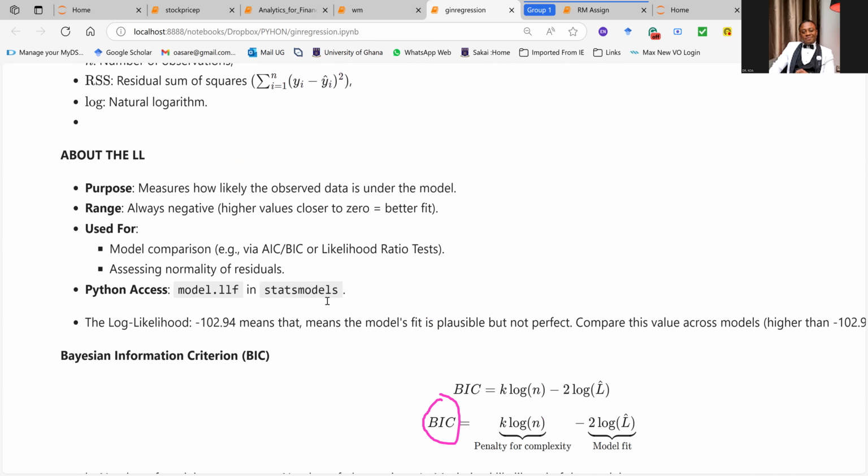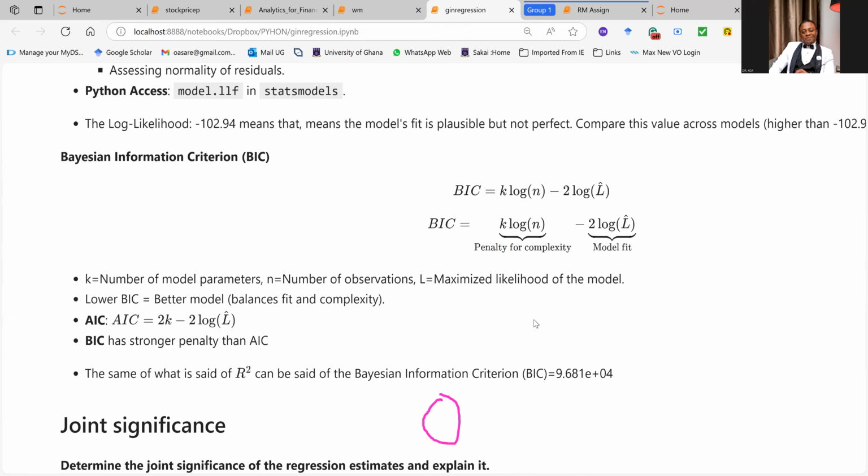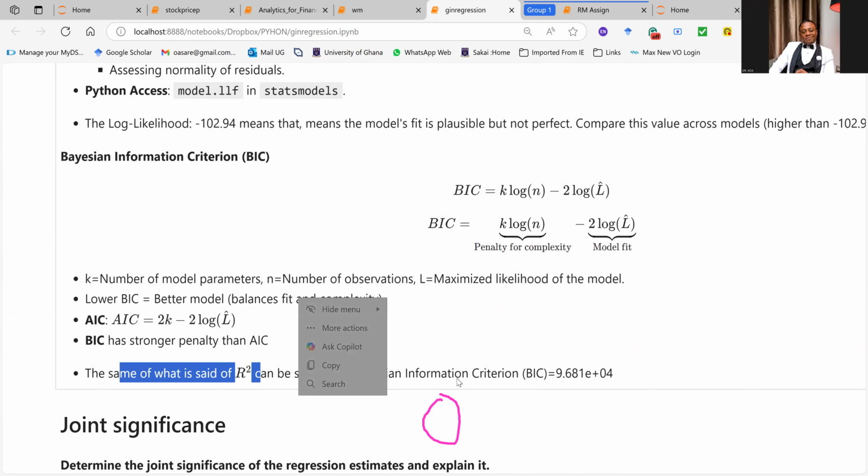And then the Bayesian information criterion is given by this. It has two things: a penalty for complexity and the fitness of the model. But the key point about this is that it's the same thing as the R squared. A value that is bigger is said to be better. So you want a bigger Bayesian information criterion. You can read a bit about this.